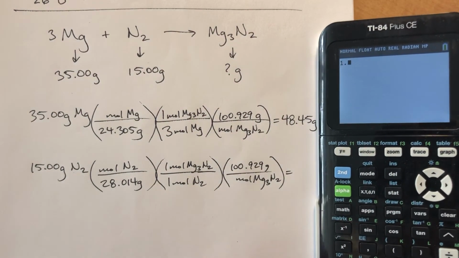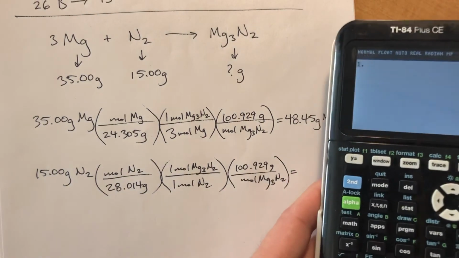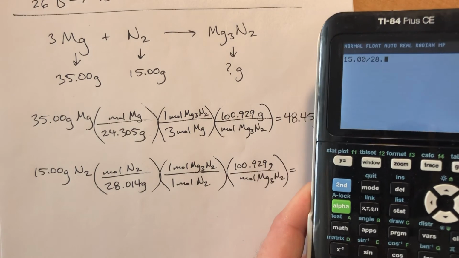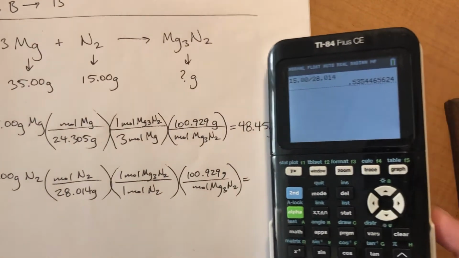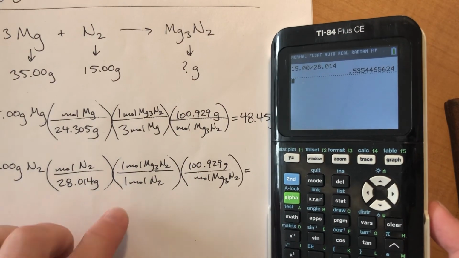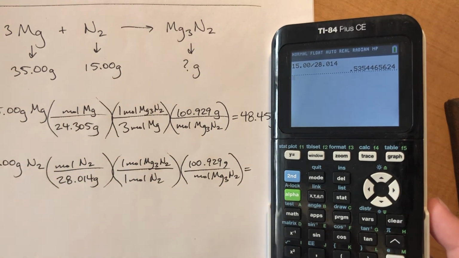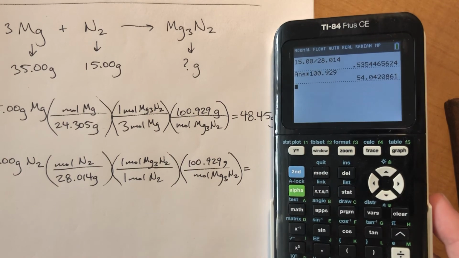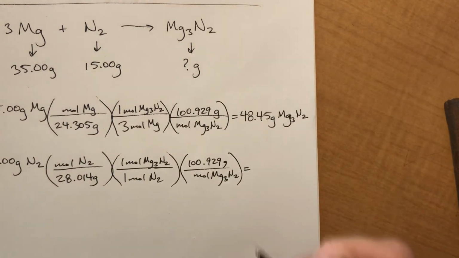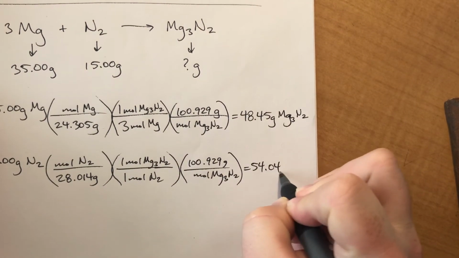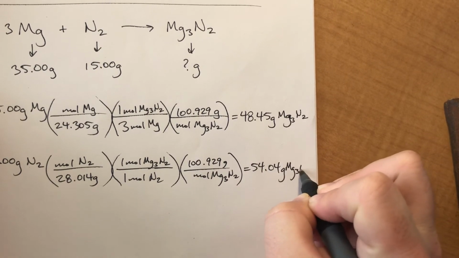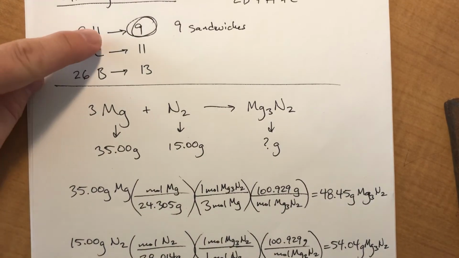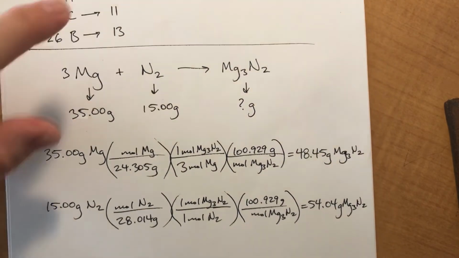So we're going to take 15.00 divided by 28.014. Okay, hit equals, and then times 1 divided by 1 isn't going to change anything, so times 100.929. And I got 54.04. So one of these is the right answer, and it's exactly the same logic up here. You do all this, whichever one's the smallest answer, that's the right answer.